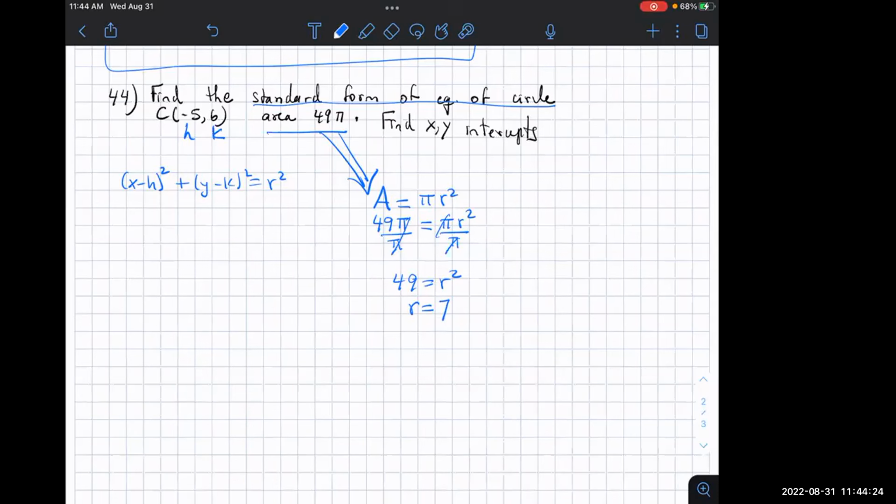So now we have everything. The standard form of the equation of the circle will be x minus negative 5 squared. I have a question. Yes. How do you know that the area equals pi r squared? How did you get there? Oh, that's a formula that I'm not going to ask you to prove, because we will be able to prove it after we do calculus. So for now, you have to know the area of a circle. Okay.